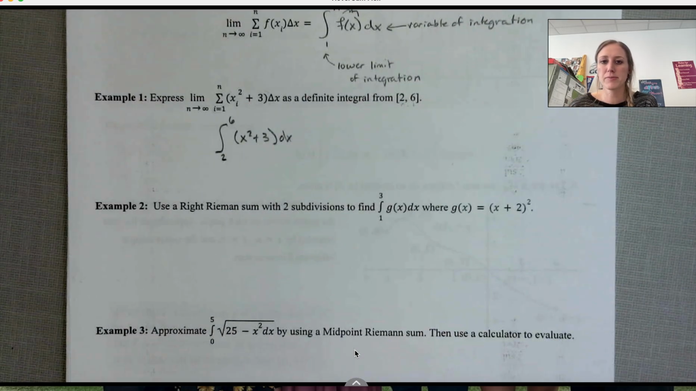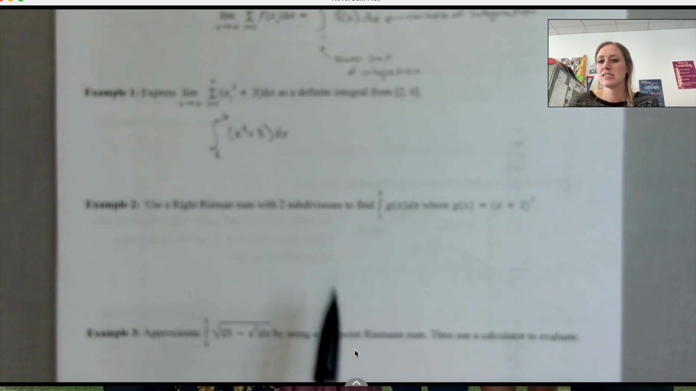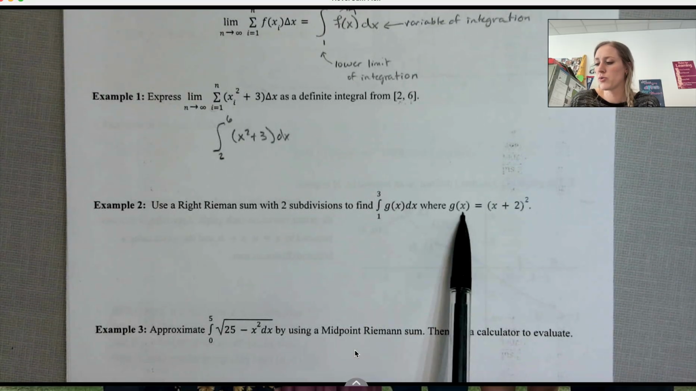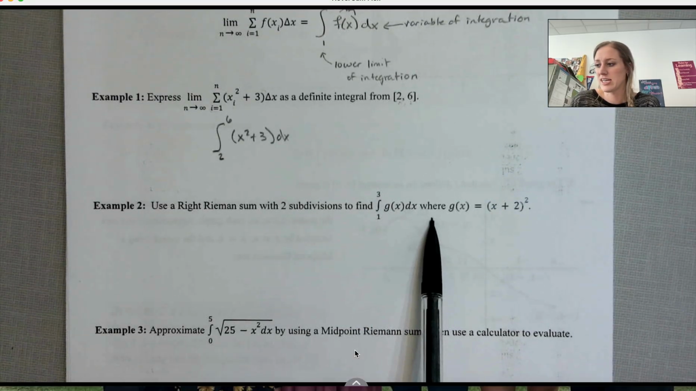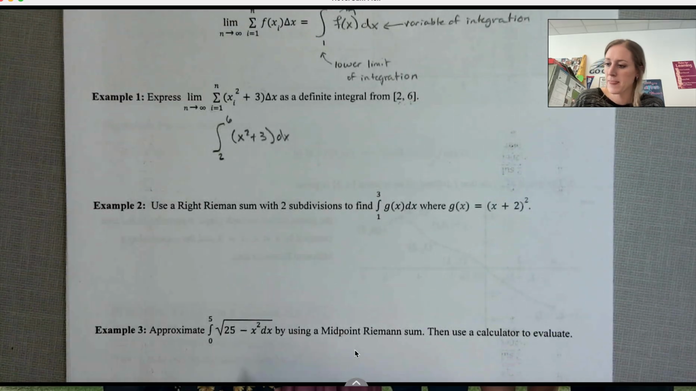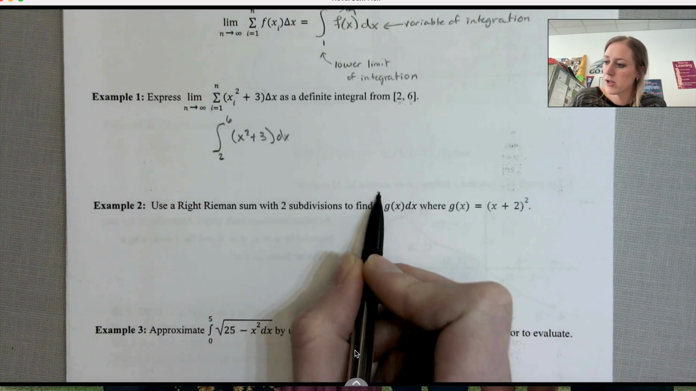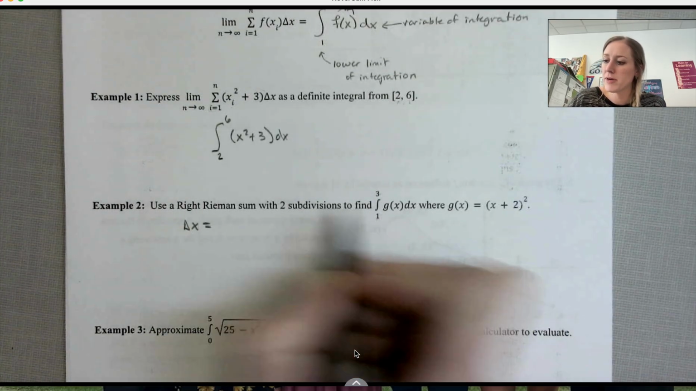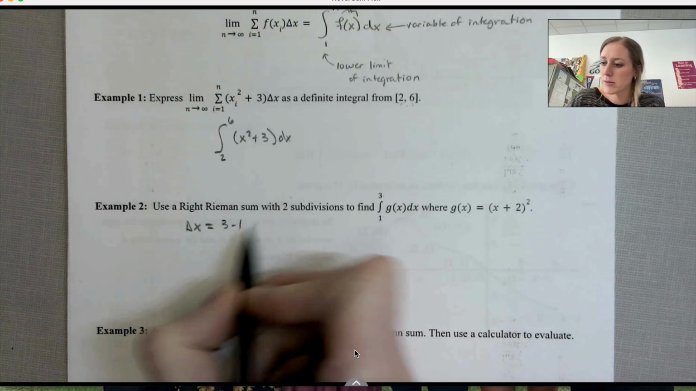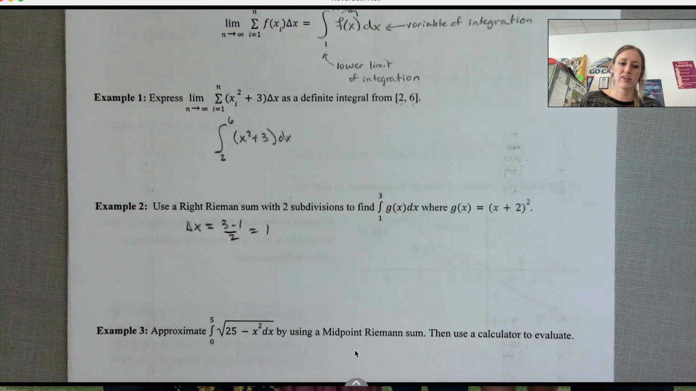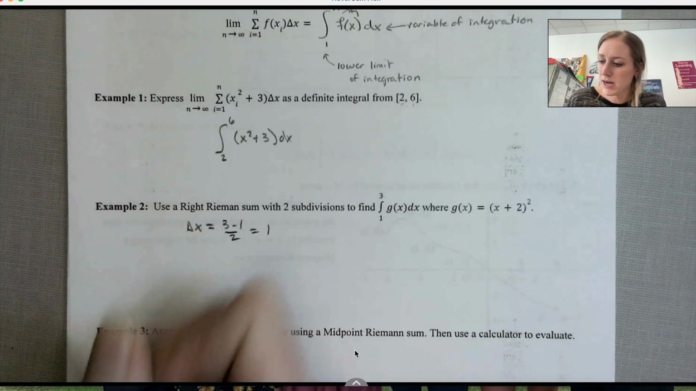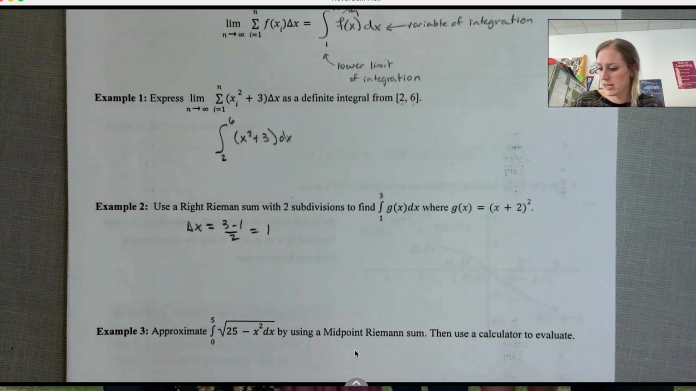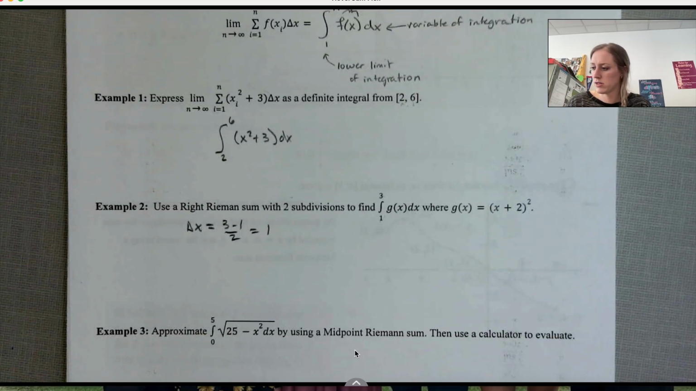So this says, use a right Riemann sum with two subdivisions to find the integral of g of x dx, where g of x is this function. Okay, so here from 3 to 1, this is how I can find delta x. We need that for the Riemann sum. 3 minus 1, and we're cutting it into two subdivisions. So I get delta x is 1. Okay, so my notation here, you guys.